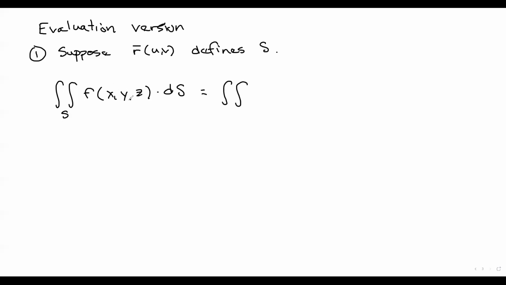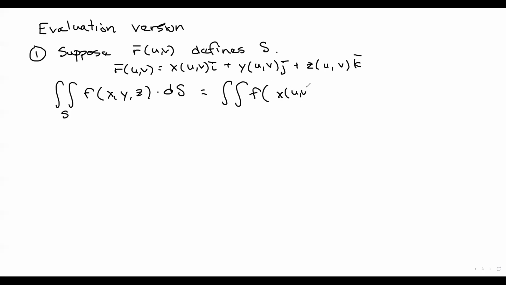Okay, so instead of x, y, z, well, what do we know about r of uv? We know r of uv equals x of uv i, if we just write it out, plus y of uv j plus z of uv k. So if you write out the definition for our parametric surface, we've got a definition for x, a definition for y, and a definition for z. And what we're going to do is we're just going to pop those in for x, y, and z. Okay, so we're going to have f of x of uv, comma y of uv, comma z of uv.